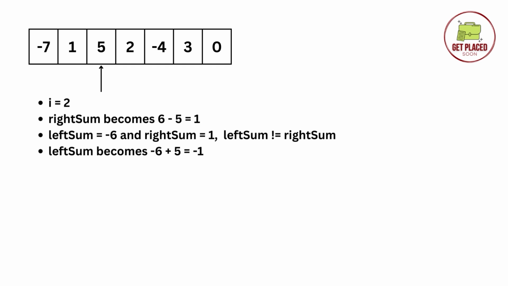Now in the next iteration, i is at index 2, right sum becomes 6 minus 5, that is equal to 1. Now left sum becomes minus 6 and right sum is 1, which is not equal. That's why we add the ith value to left sum. Left sum becomes minus 6 plus 5, that is equal to minus 1.